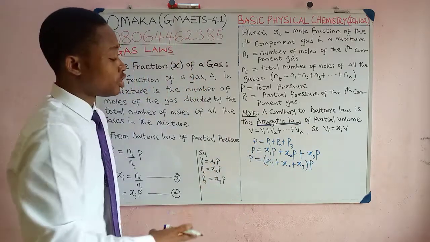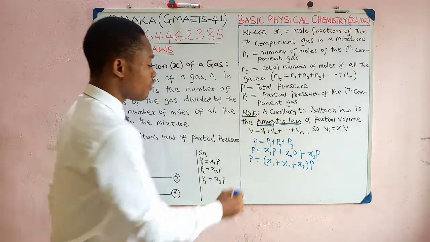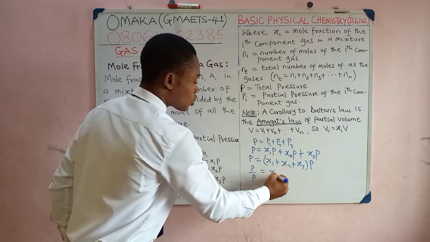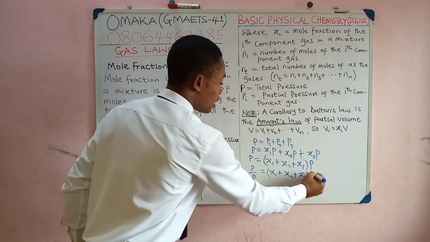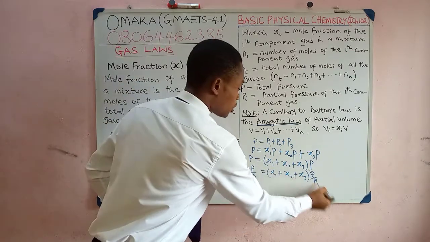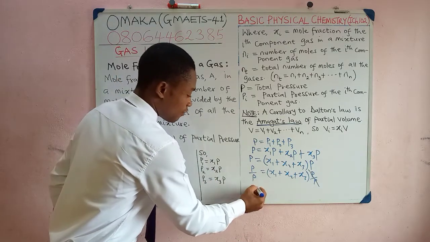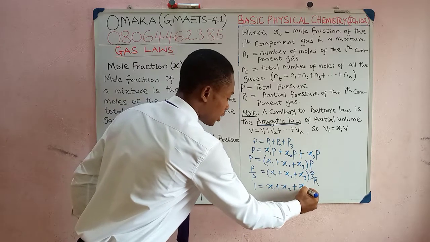Please look at this equation. We can divide through by total pressure, is that not so? And if you divide through by total pressure, here will be P over P equal to X1 plus X2 plus X3 in brackets times P over what? P. Alright, what's going to happen? You know that the total pressure will cancel out from here. This will give us 1, is that not so? Therefore, we have 1 equal to X1 plus X2 plus X3.